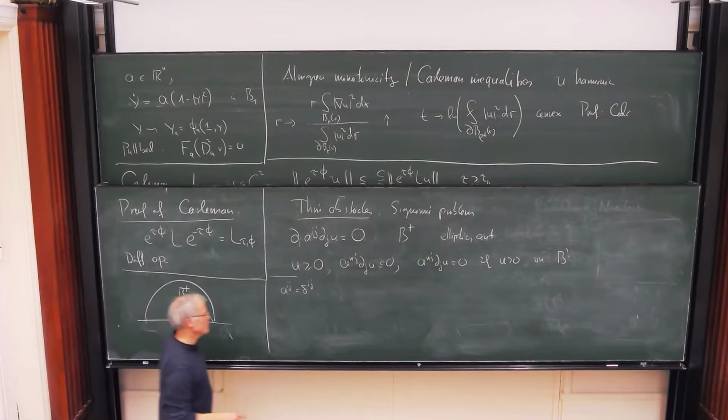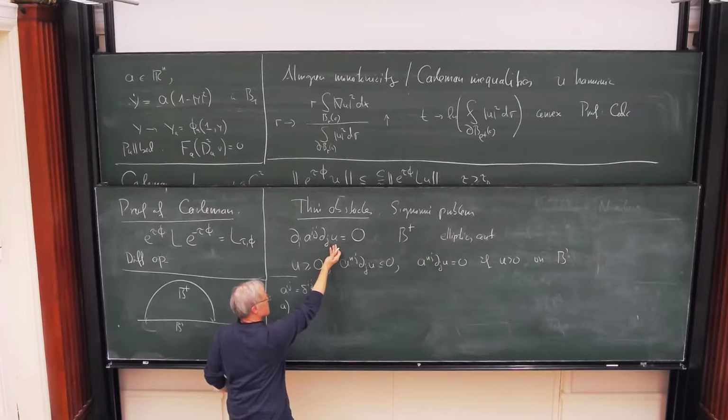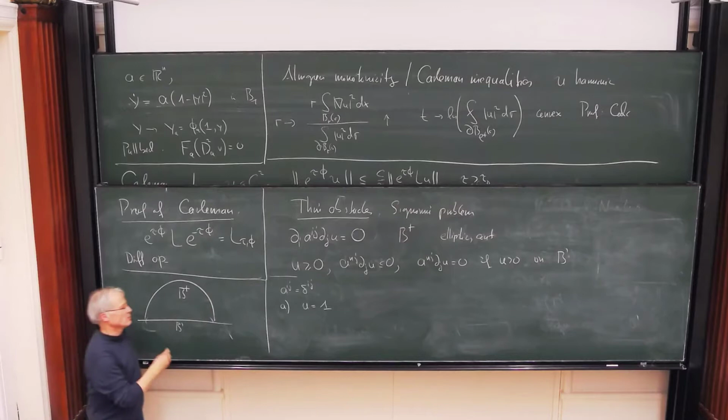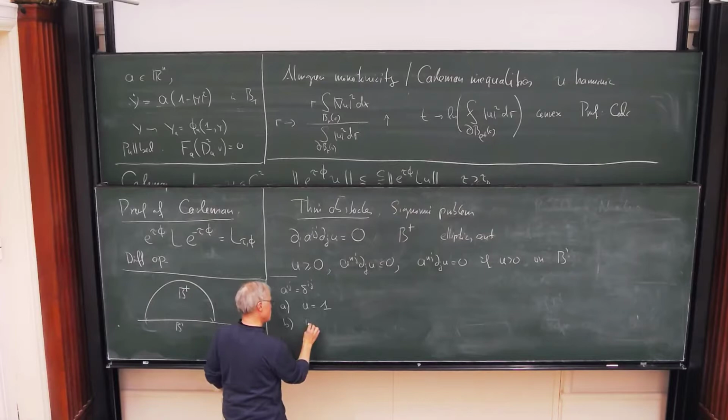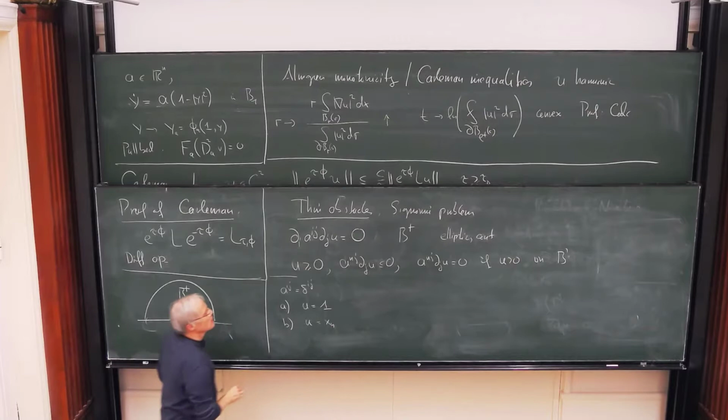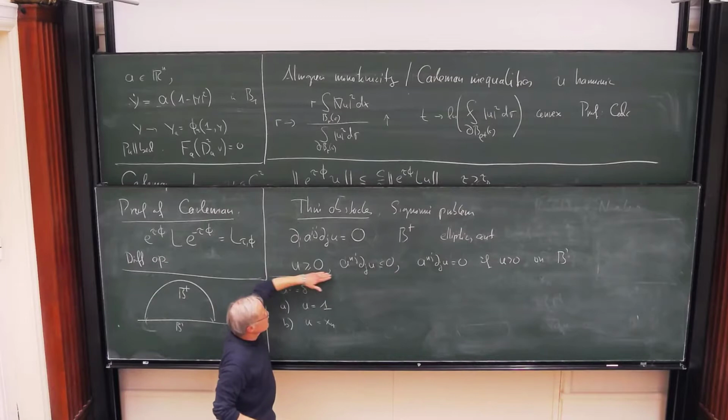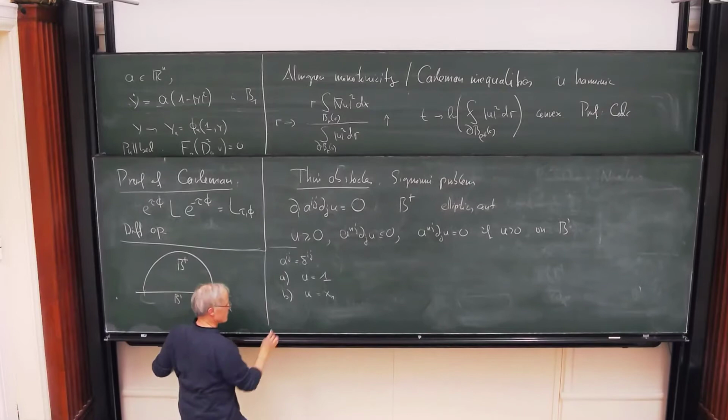Well, the first solution, obviously: if there's a solution, then a positive multiple is also a solution of this problem. So u equal to 1 is a solution. It doesn't hit the boundary, it's harmonic, so the normal derivative vanishes. Then we could have the opposite extreme, where u is equal to x_n, so in that case u is identically 0 on the boundary. There's no other condition. We are harmonic, and this is trivial. So these are the boring solutions.